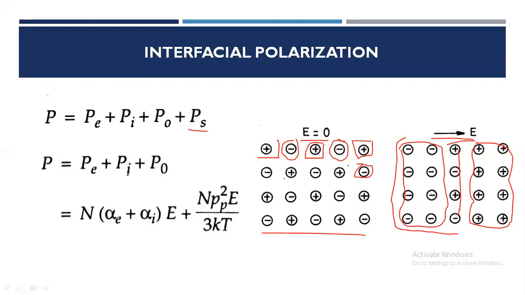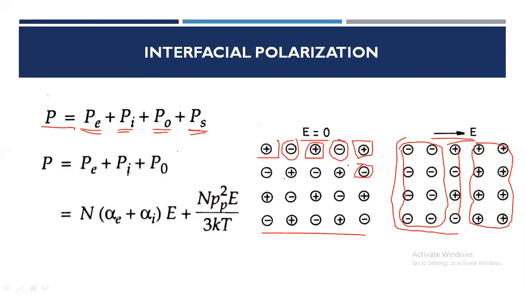The total polarization can be considered as still including the interfacial polarization. Here we can write the equation for total polarization: P equals PE plus PI plus PO plus PS. What does it mean? Simply, it is a sum of all polarizations. First is electronic polarization, second ionic polarization, third orientational polarization, and fourth interfacial polarization.